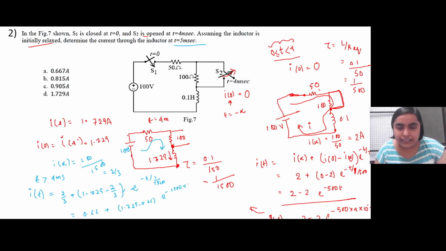Please note that t is equal to 5 milliseconds, so it will be 5 into 10 to the power minus 3, right? 0.66 plus 1.729 minus.